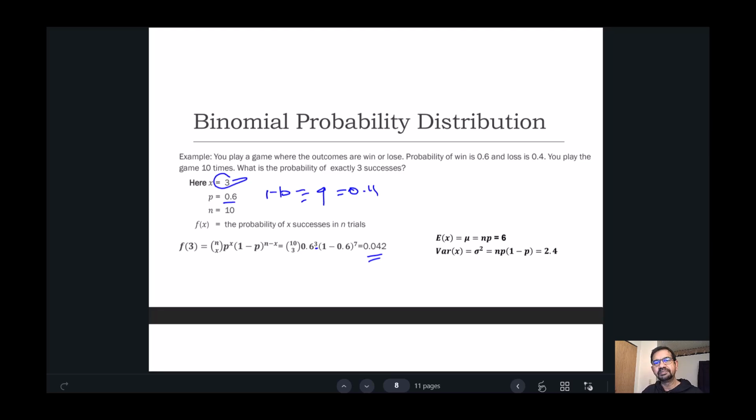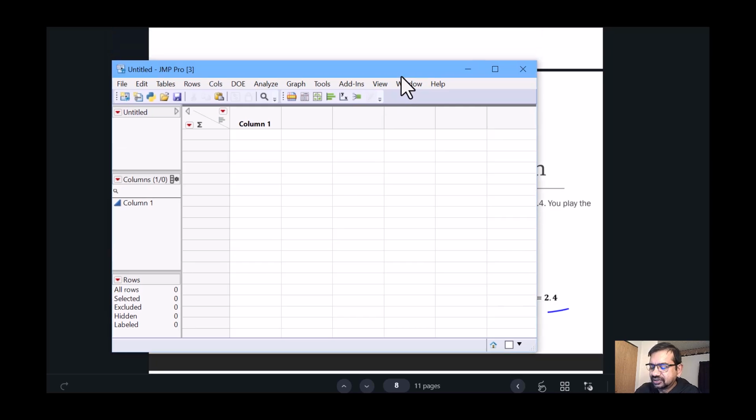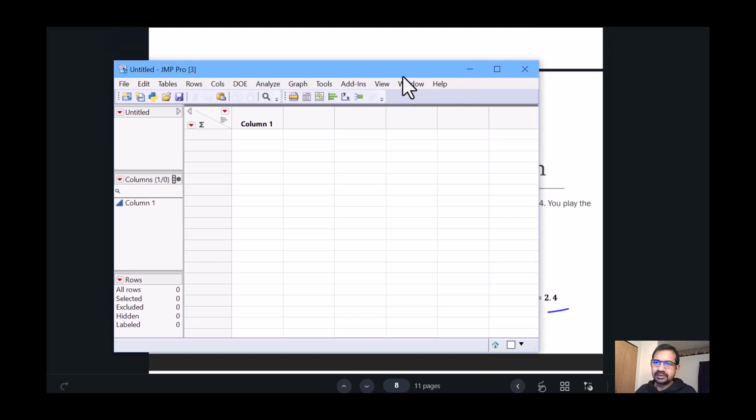Then we can also get the mean and the variance. Our mean is n times p. Our n is 10, our p is 0.6, so n times p would be 6. And then our variance would be 2.4. So again, our interest is in getting the probability of 3 successes out of 10 trials. But we'll look at a general way in which we can do this in JMP. There are multiple ways, but I want to show how to get a random variable following the binomial distribution with the given parameters that we have discussed.